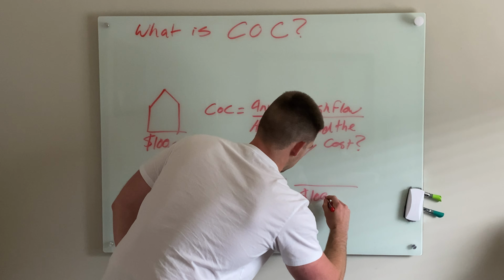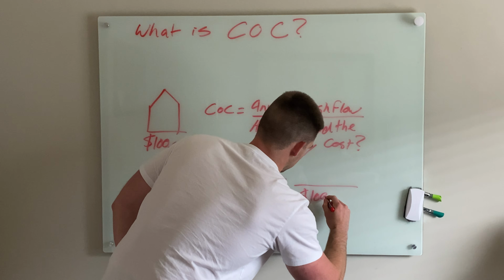And obviously our cash flow could differ from year 1 to year 2 to year 3, and our year 2 cash flow may be different than our year 1 cash flow. Okay, so we need to understand that cash flow is a dynamic number that's going to change year to year depending on how much income you receive, expenses you incur, things of that nature.